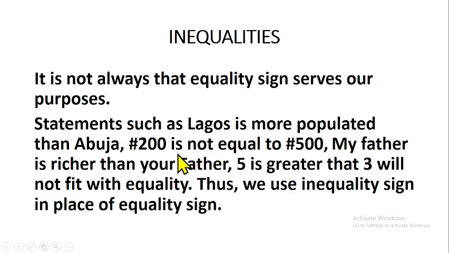So that is why there are inequalities to help us take care of such scenarios. Thus, we use the inequality sign in place of the equality sign. So in any scenario whereby we have an imbalance between two or more quantities, we use inequality in place of the equality sign. So that is the main reason why there are inequality signs, to help us replace the equality sign when we are trying to compare two or more quantities. I hope you understand what I'm trying to say now.